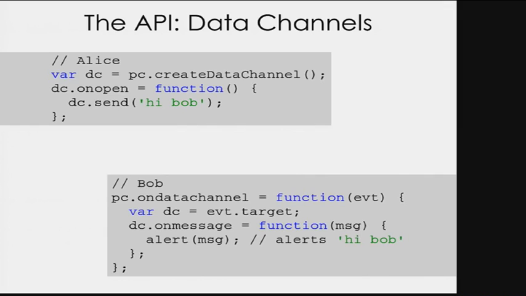On the other side, Bob says, okay, when Alice on this peer connection wants to initiate a data channel connection, I accept that, and the data channel is part of the event, it's the target of the event. And when a message comes in, I alert the user with the message. It's that simple. It's a huge technology stack just to have like two or three JavaScript calls, right?